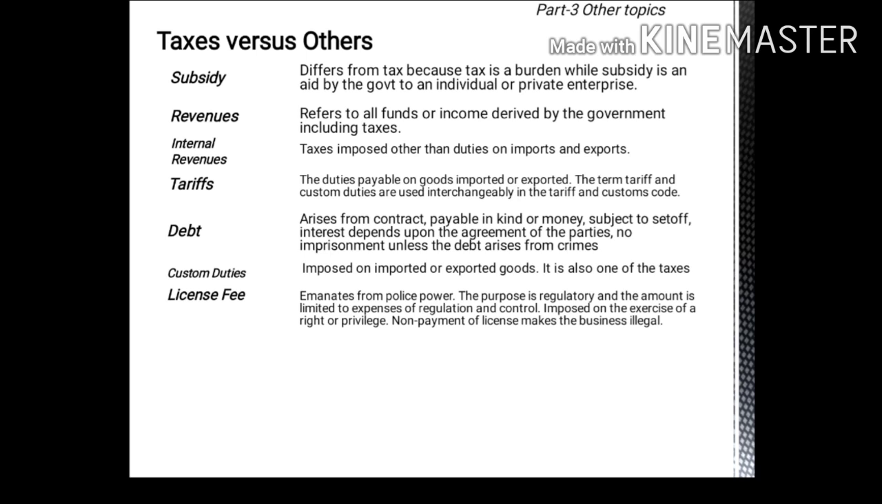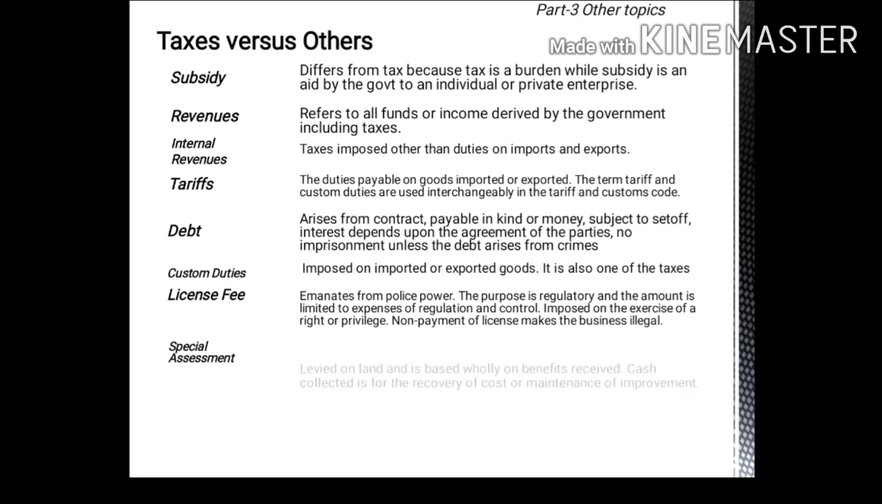The license fee emanates from police power. So, as I've said earlier, police power is very much concerned with the regulation and control of society. So, the license fee's purpose is regulatory, and the amount is limited to the expenses of regulation and control. It is imposed on the exercise of a right or privilege. Non-payment of license makes the business illegal. However, if you have not paid taxes, it does not make your business illegal. But with a license fee, it can become illegal.